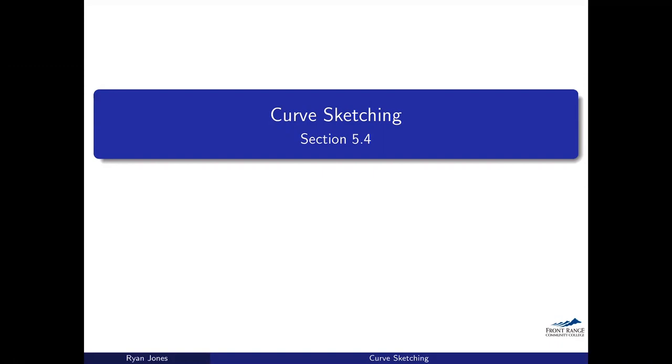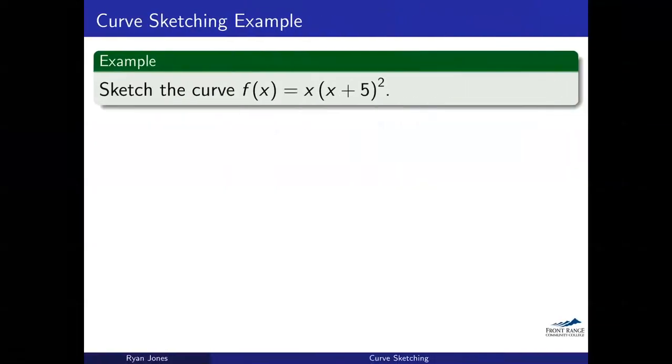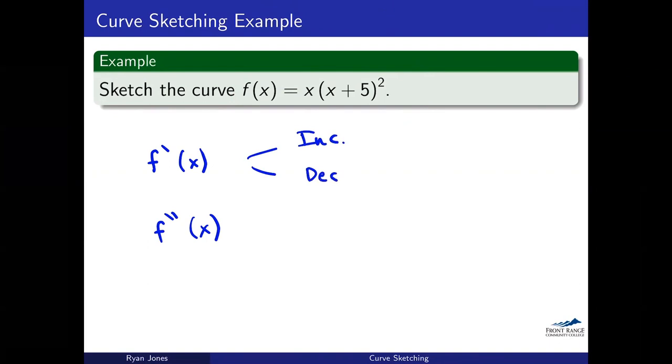last time. So just refreshing ourselves on that, we had this curve, x times (x plus 5) squared. And we had done a lot of work on this before. We had found f prime of x. We had found f double prime of x. We found, well, from that, we found increasing, decreasing. We found critical points.